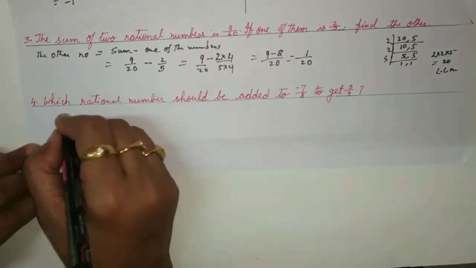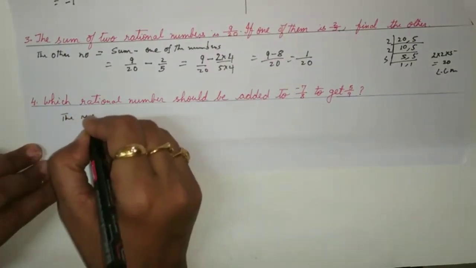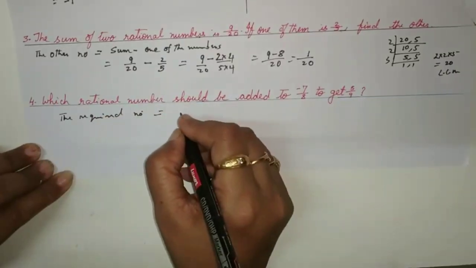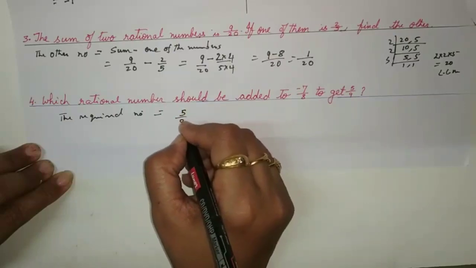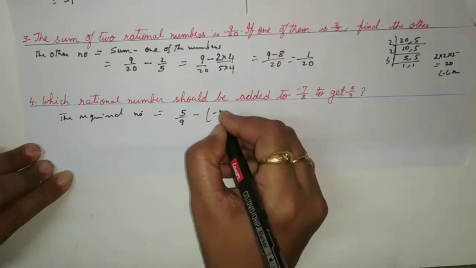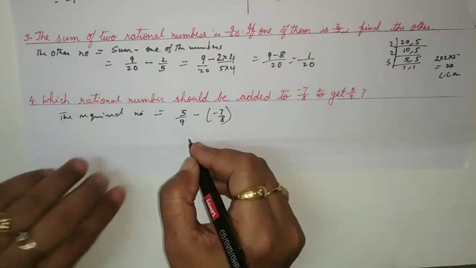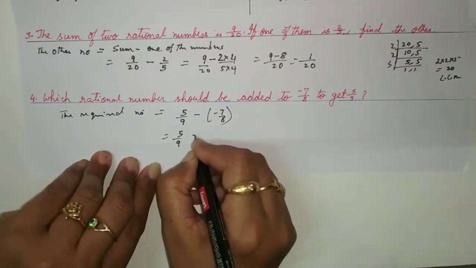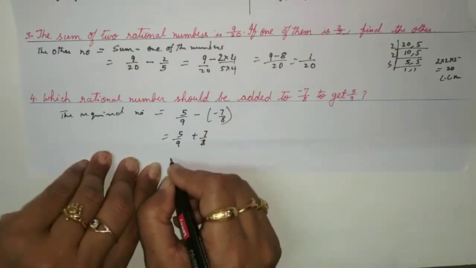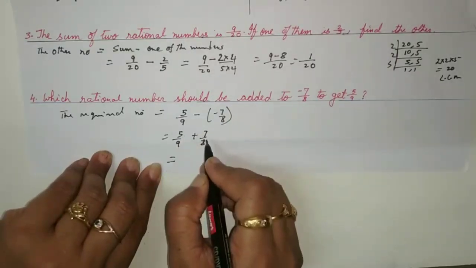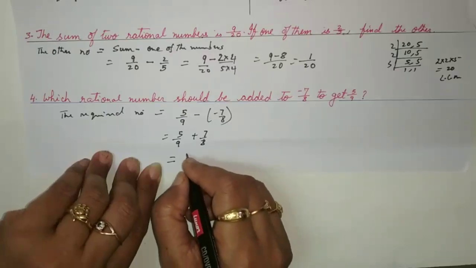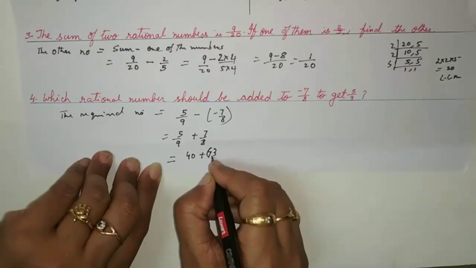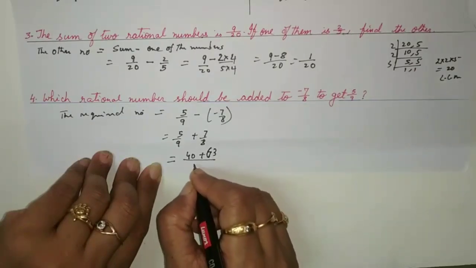And the required number is equal to 5 by 9 minus 7 by 8. So your 5 by 9 plus 7 by 8. 8 will be multiplied here, 9 will be multiplied here. So you get 40 plus 63 by 72.